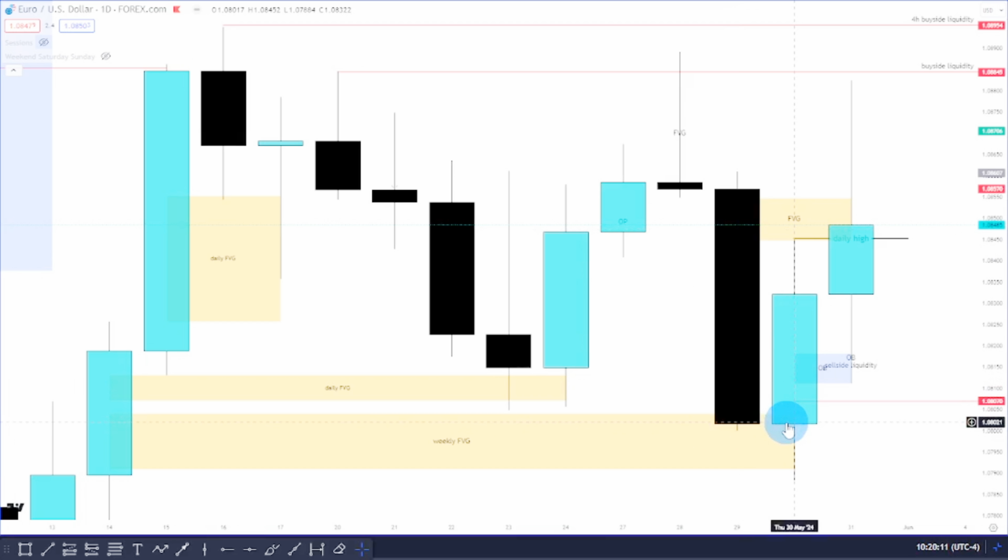On Thursday, price reacted from the fair value gap, created this high, but closed here. As soon as price closed here before Friday's open, we're looking for higher price due to the fact that price is reacting from this weekly fair value gap. So on Friday, we're still expecting more higher prices.